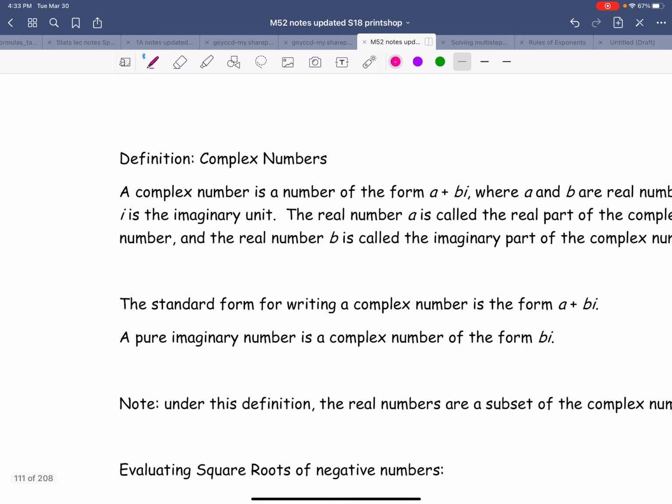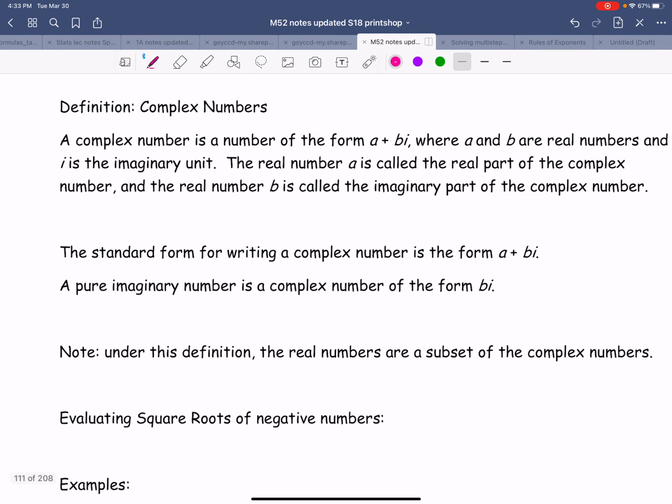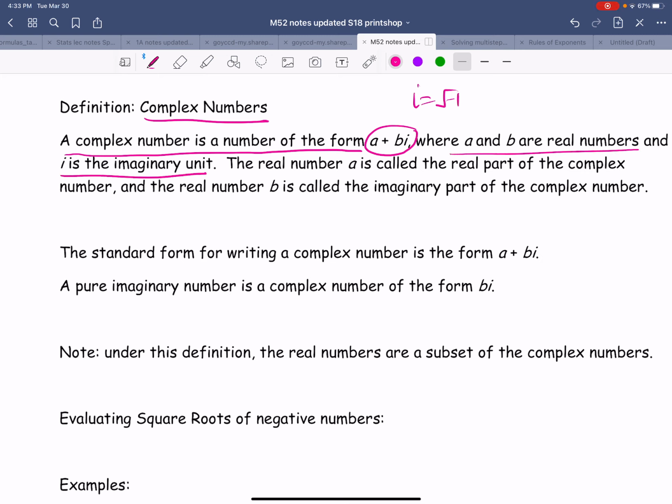Okay, more examples. So here's a definition of complex number. A complex number is a number of the form a plus bi. And this i is same as square root of negative 1, where a and b are the real numbers and i is the imaginary unit. The a is called the real part and b is called the imaginary part. A is called the real part of this complex number. B is called the imaginary part of the complex number.